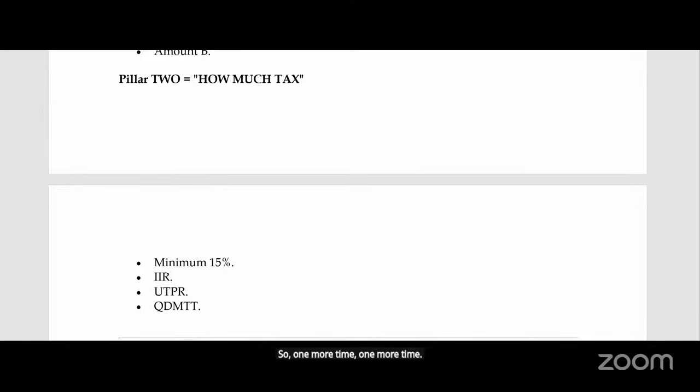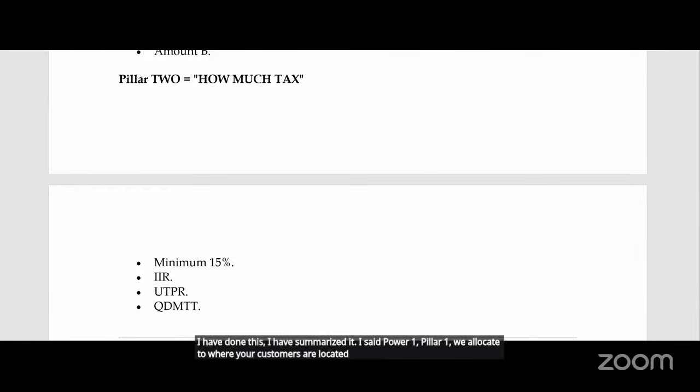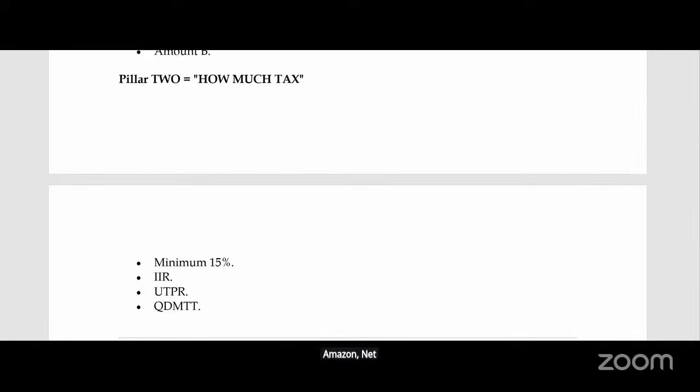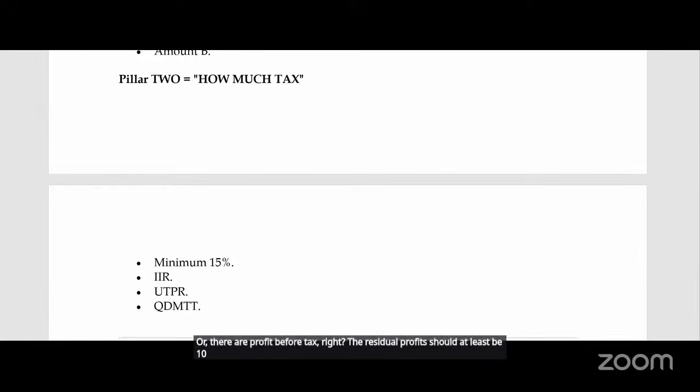Pillar one, we allocate to where your customers are located, the market jurisdictions. The requirement is for big companies like the FAANG companies, Facebook, Google, Amazon, Netflix. They should have revenue of at least 20 billion euros, and the residual profit should be at least 10% before they can apply this rule. So we have amount A, amount B, and tax certainty there. Then we come to pillar 2, which is how much the tax should be. We said you must pay a global tax of at least 15%. If you are below, you will top up.